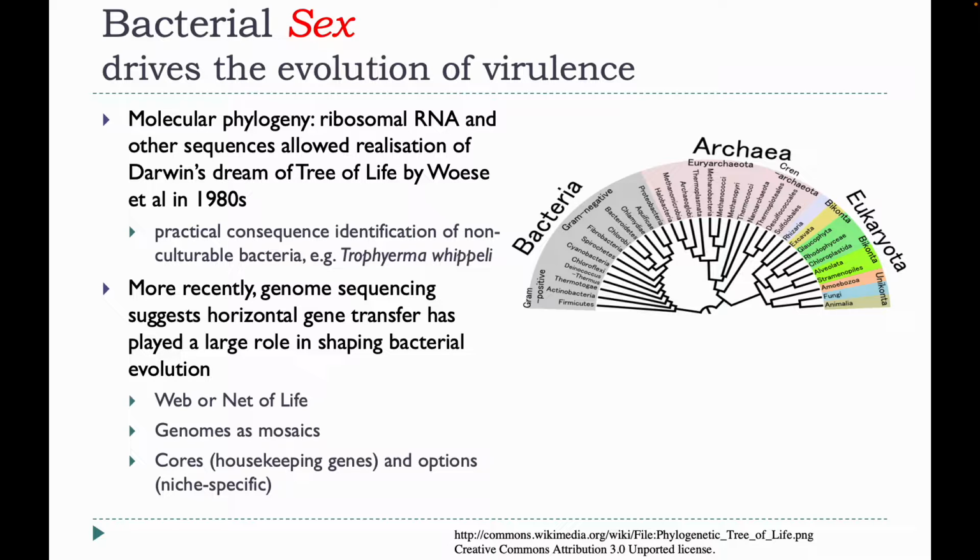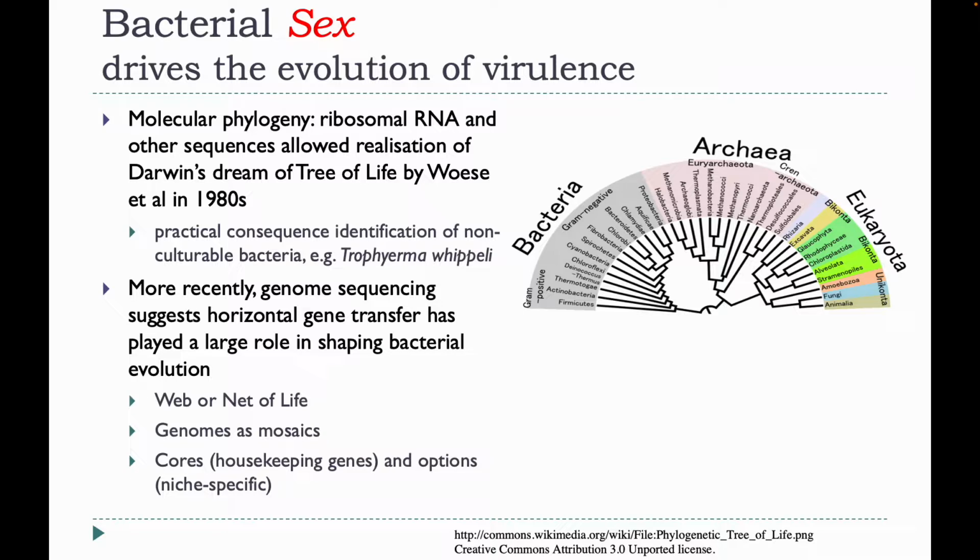So the first thing is, the old saying, sex comes before disease. So bacterial sex is what drives the evolution of virulence. And we've already mentioned the idea that by having sequences, we can draw a tree of life that includes bacteria. This has had practical consequences, and we can identify and characterize non-culturable bacteria and place them on that tree of life and develop diagnostic tools. And what we saw with the advent of bacterial genome sequencing was that in some parts of that tree of life, there's been rampant horizontal gene transfer.